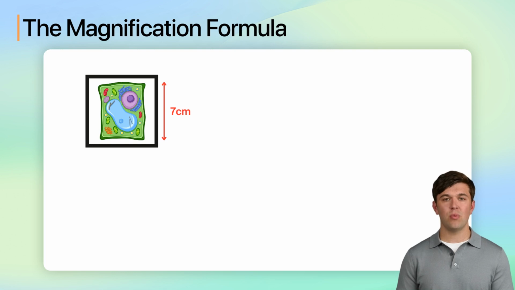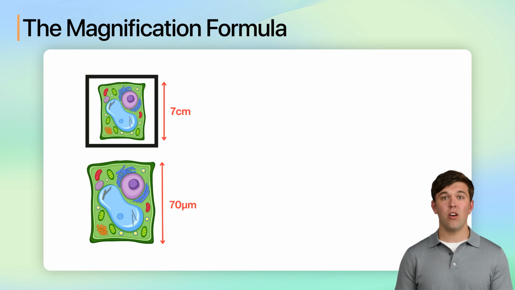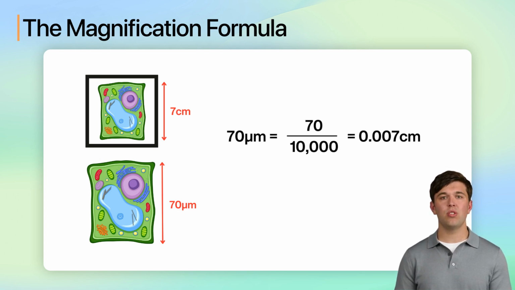Let's look at two different examples to understand how to apply the magnification formula, as well as unit conversions. Firstly, let's try finding the magnification. We are given an image of a palisade cell that is 7 centimetres in length. However, we are told its actual size is 70 micrometres. Let's use the formula to calculate the magnification of the image. First, we must convert the actual size of the palisade cell from micrometres to centimetres. 70 micrometres in centimetres is equal to 70 divided by 10,000. This equals 0.007 centimetres.